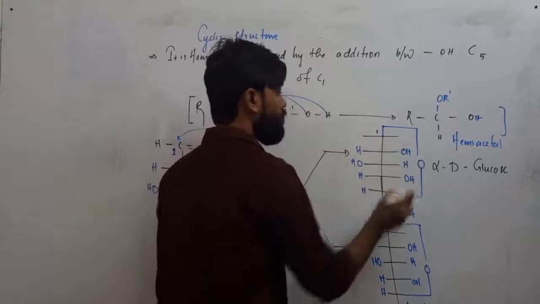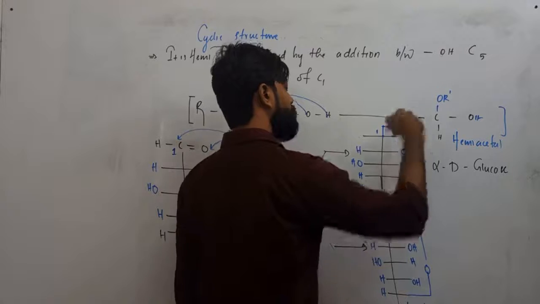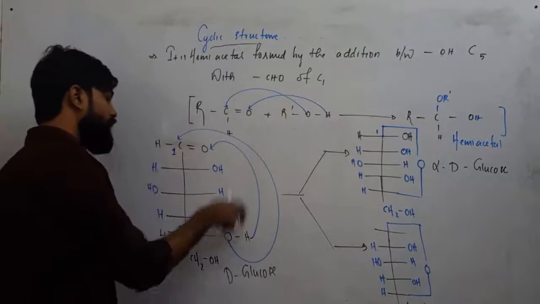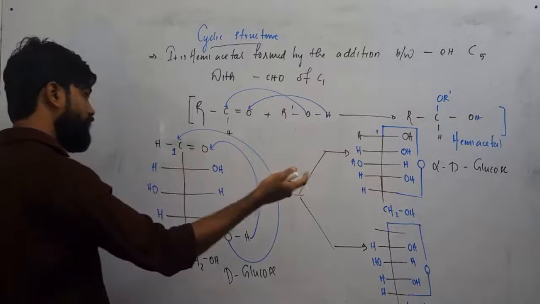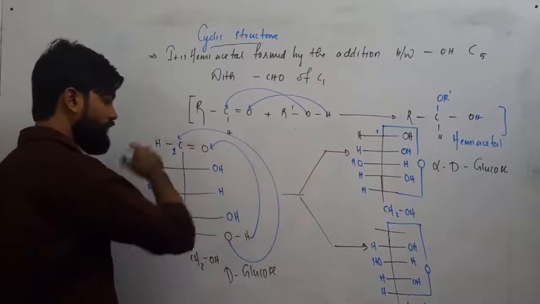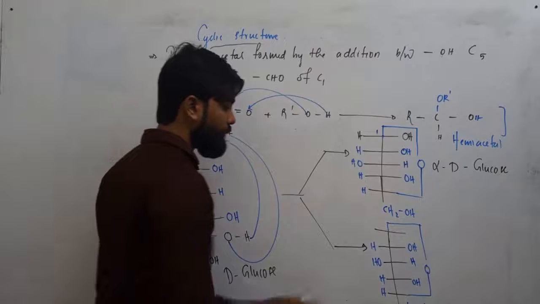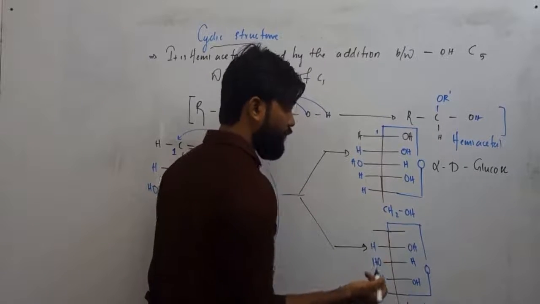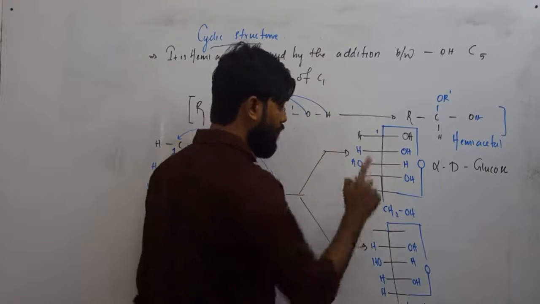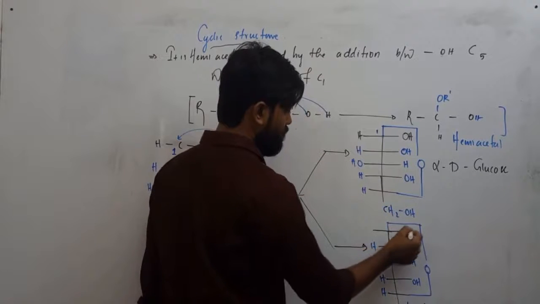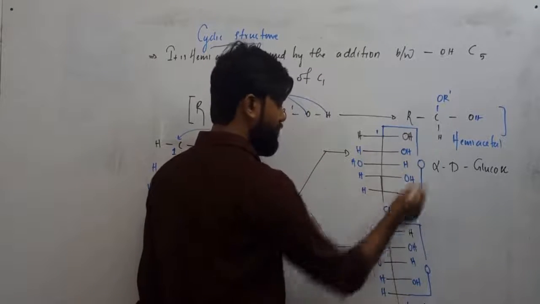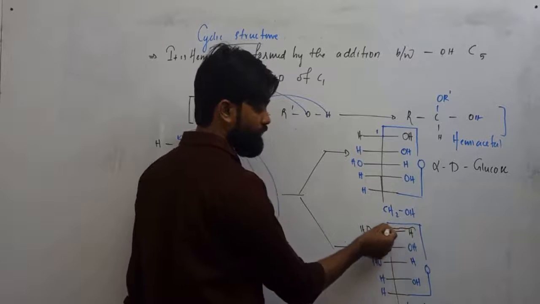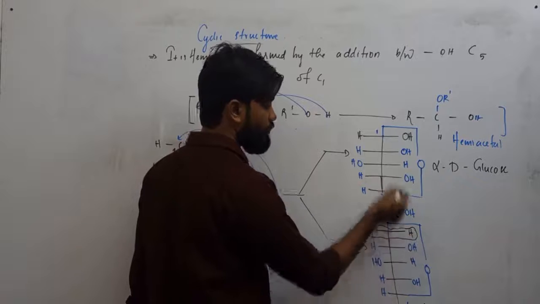In the previous one, for the first carbon, the OH is on the right side and H is on the left side. Due to the addition, the OH may be arranged on the right side or on the left side. There are two possibilities actually. We can't predict which one, so we have to consider the whole possibility. In the first possibility, OH is on the right side; in the second possibility, H is on the right side. Ready? See the difference between these two.